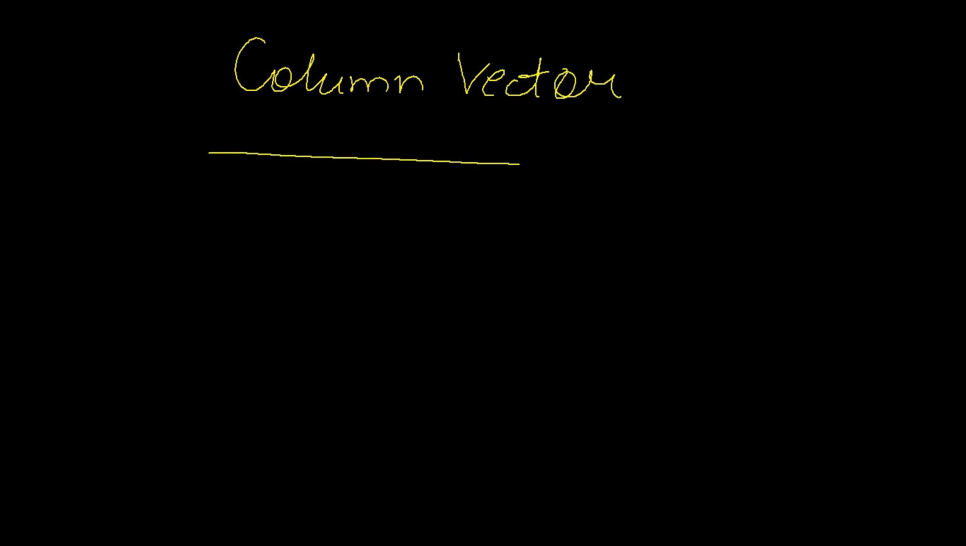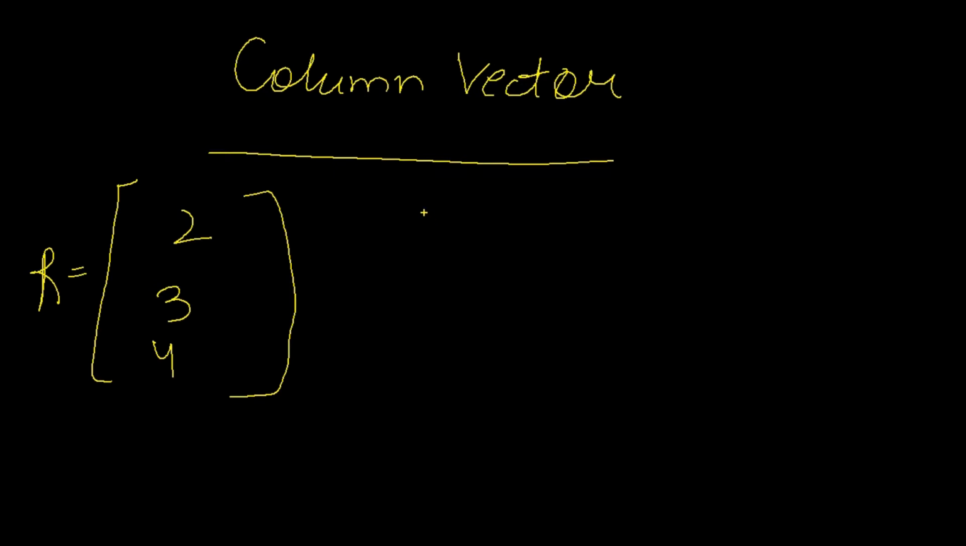Now let's study what a column vector is. A column vector is basically a sequence of values in which every value is written in a single column, like in this form. Let me write some numbers: 2, 3, 4. I'll denote it by r. So here r is a column vector. The size and shape of the column vector, you can count, is 3 rows and 1 column. So this is the basic part of row vector and column vector.